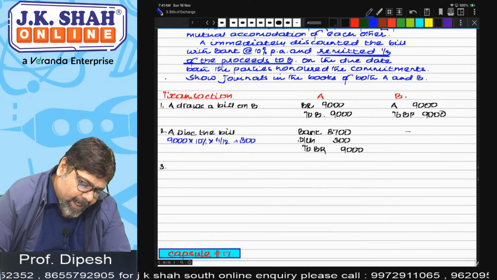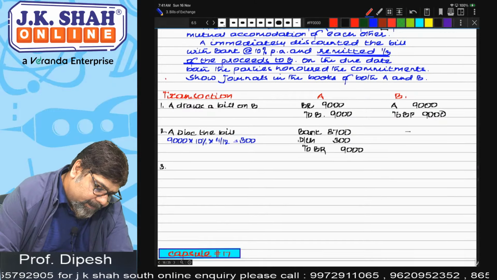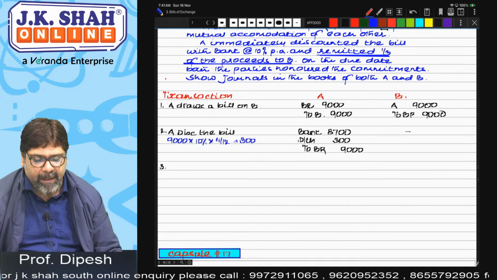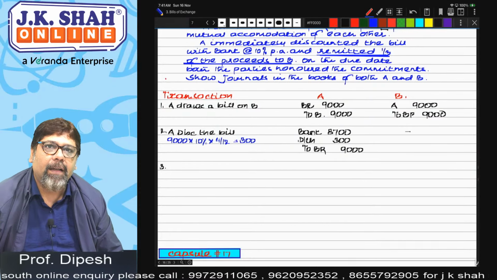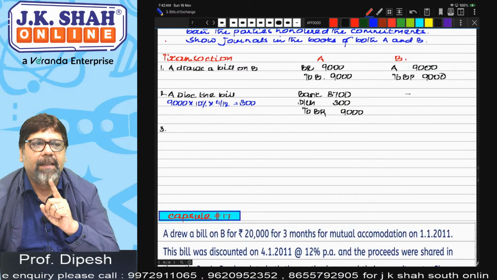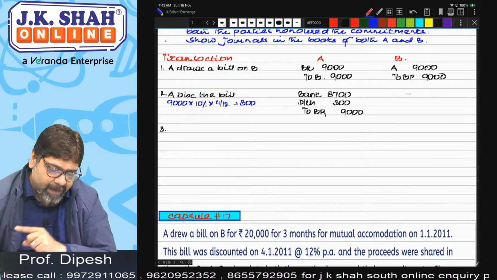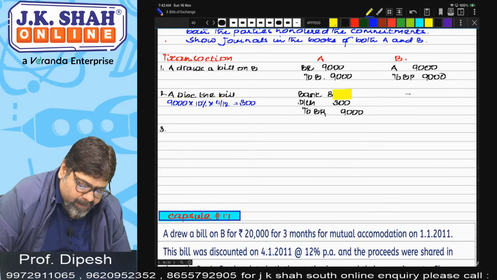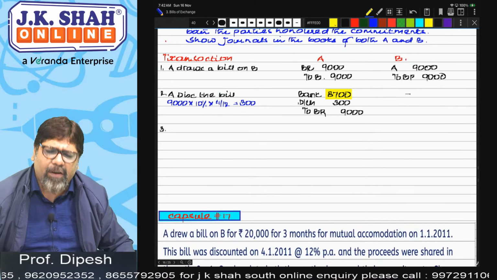And it is given: remitted one third of the proceeds to B. Who will remit one third of the proceeds to B? A will remit one third of the proceeds. Proceeds means money. Remit means give. So A will give one third of the proceeds. One third of the proceeds means how much money we have? 8,700. A will give one third of 8,700 to B. Yes or no? Yes, sir.